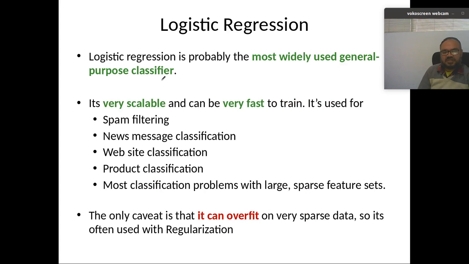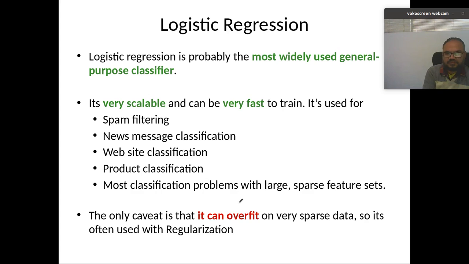Logistic regression is probably the most widely used general purpose classifier. It's very scalable and it can be very fast to train. It's used for spam filtering, news message classification, website classification, product classification, and most classification with large and sparse feature sets. The only caveat is that it can overfit on very sparse data, so it's often used with regularization.